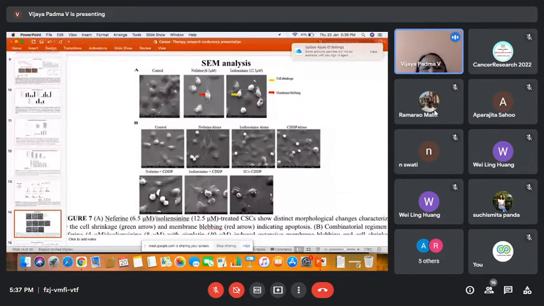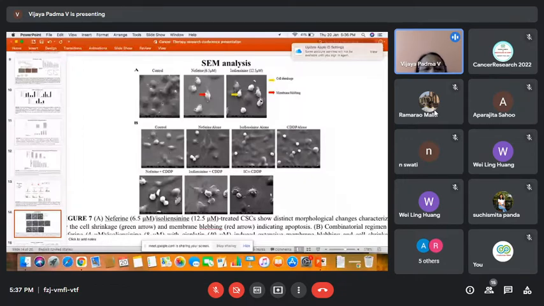And here, figure B shows the combinatorial regimen treatments. This is the control without any treatment. This is the dosage of neferine. This is isoliensinine plus cisplatin, that means 4 micromolar. This is neferine alone. The picture is isoliensinine alone, and this is CDDP alone. So these are all the doses which were used in the combinatorial regimen.